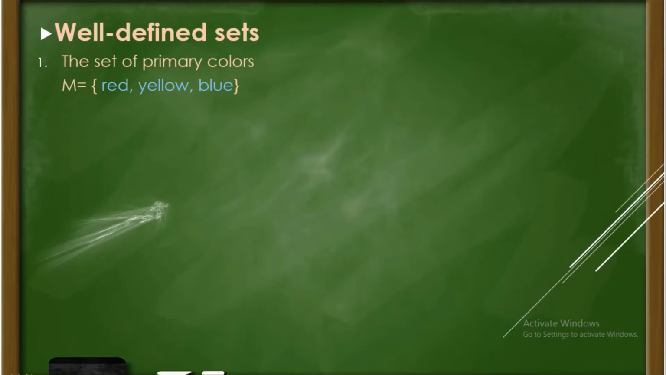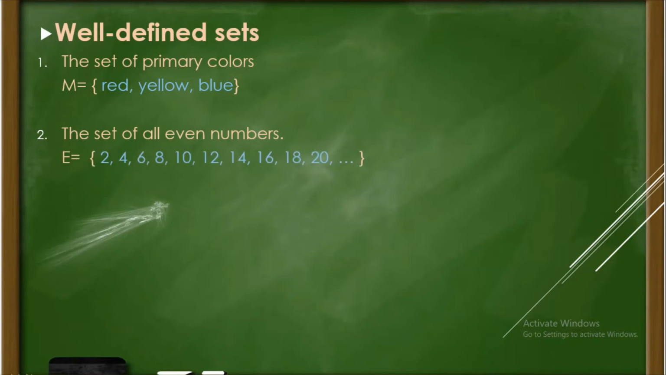It is clear. Example number 2, the set of all even numbers. So we all know that even numbers are any number that is a multiple of 2 or divisible by 2. So in this example, we use letter E to represent the set. So all numbers that are even, we have 2, 4, 6, 8, 10, 12, 14, 16, 18, 20, and so on. And we use here an ellipsis to represent all those even numbers.